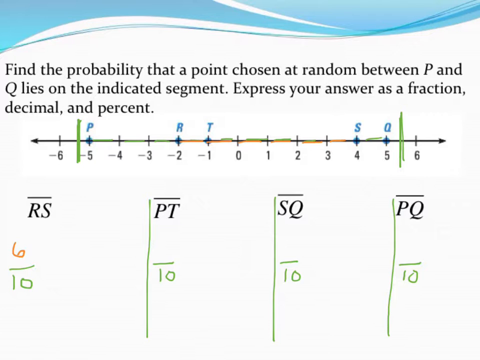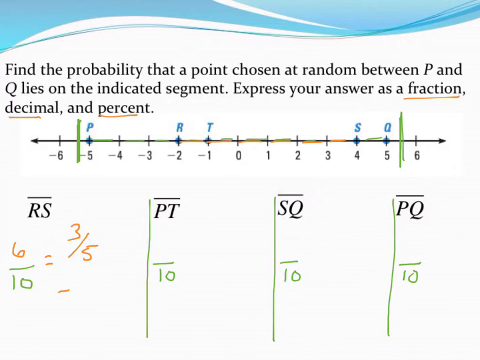Well, they've asked us to write our answer as a fraction, which we've done, although we have not simplified it, and a decimal and a percentage. So they want 3 answers for each of these questions. So first thing, go ahead and simplify your fraction. 6/10 simplifies to 3/5, so there's my probability expressed as a fraction.